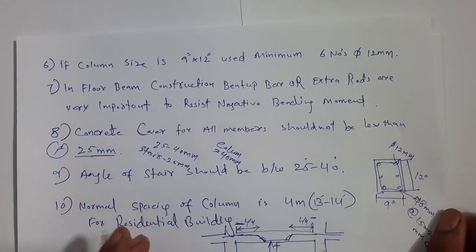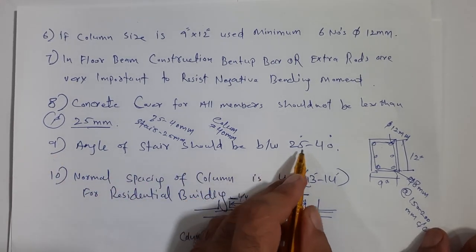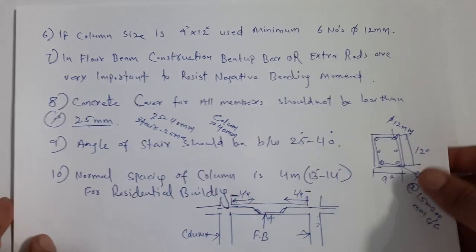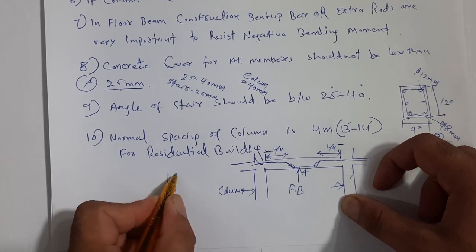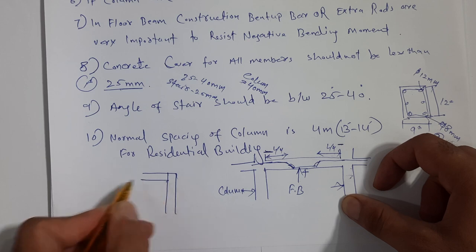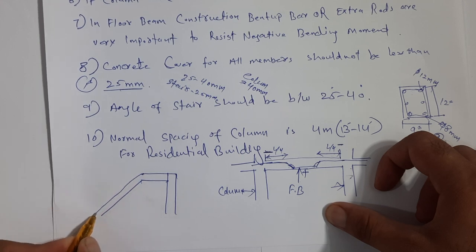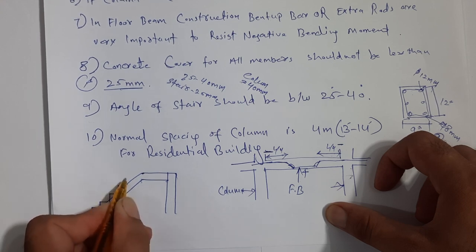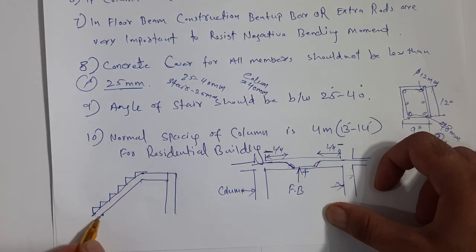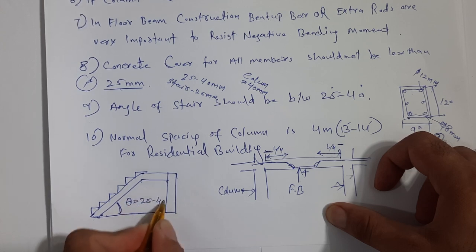The 9th one is, guys, the angle of stair should be between 25 to 40 degree. As you can see, guys, here you can see this is landing, and you can see like this. As you can see, this is stair. So this angle, this one, it should be between 25 to 40 degree.